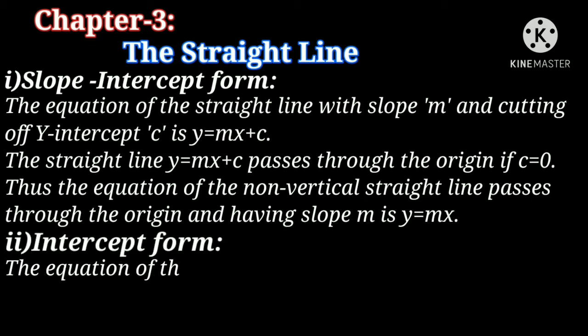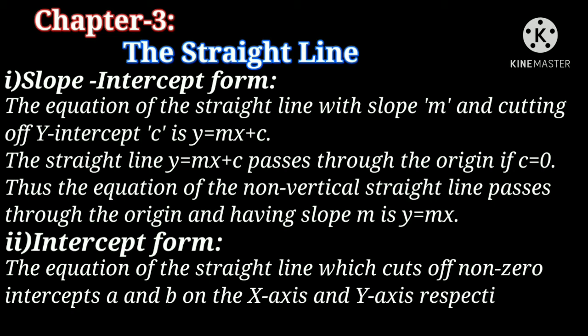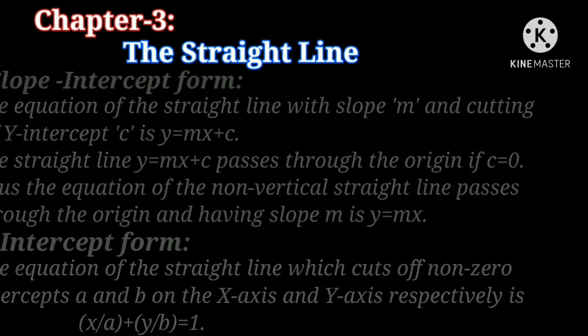The equation of the straight line which cuts off non-zero intercepts small a, b on the x-axis and y-axis respectively is x by a plus y by b equal to 1. That is, x by a plus y by b equal to 1 is the intercept form of the straight line. Here we know a is the x-intercept and b is the y-intercept.